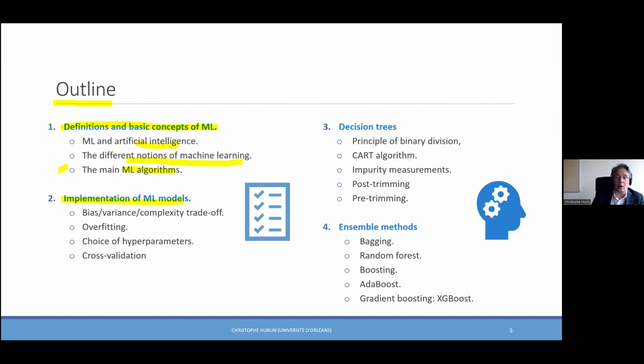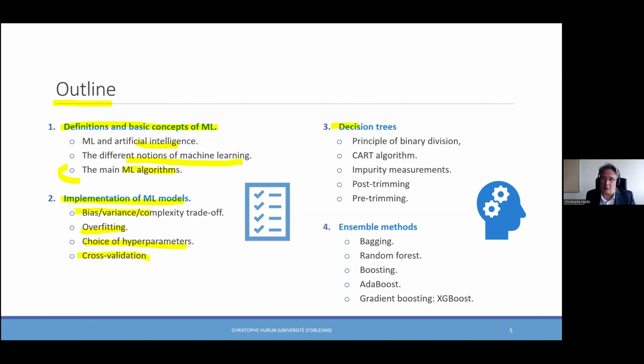I will not enter into detail in some particular machine learning models at this stage, and just discuss, if you have a machine learning algorithm, a machine learning model, the difference, and how to implement it. And so we'll discuss the bias, variance, complexity trade-off, the crucial issue of overfitting, the crucial issue of fixation of hyperparameters, and the cross-validation techniques.